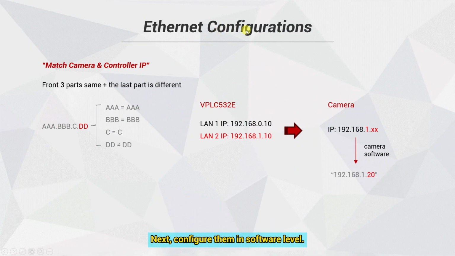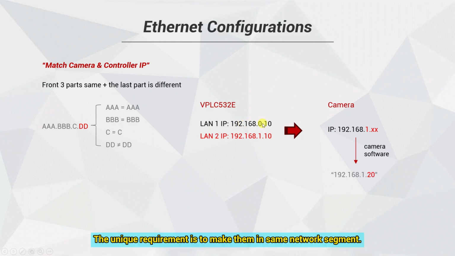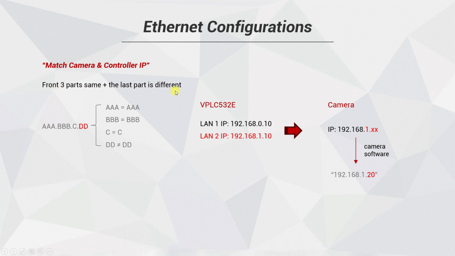Next, configure them at the software level. Generally, configure the camera IP in the camera driver software, because the controller default IP is fixed. The unique requirement is to make them in the same network segment, which means their IP's front 3 parts are the same. The last segment must be different.